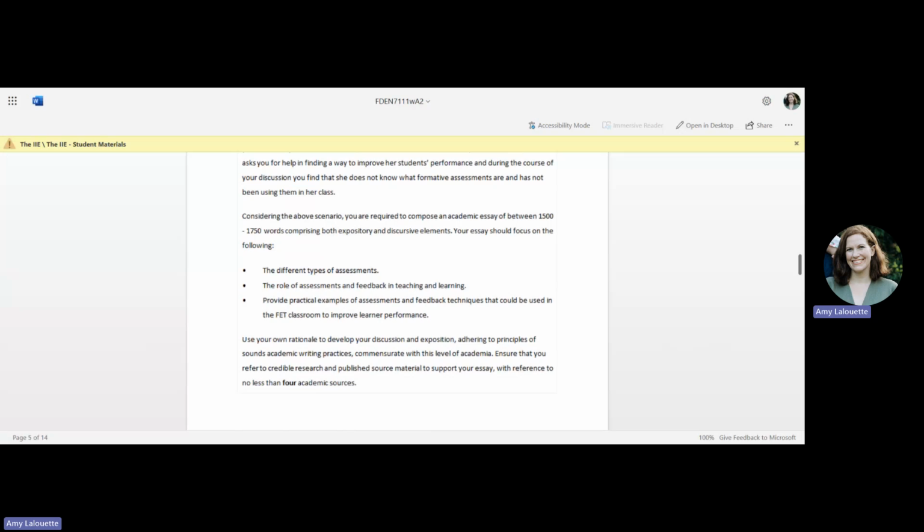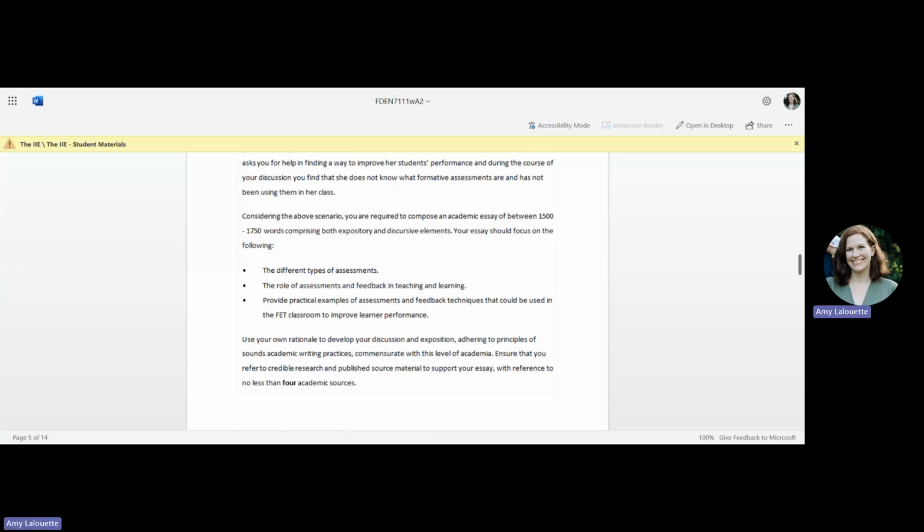Okay, so the 4 different types of assessments, you have to explain them. The role of assessments and feedback in teaching and learning. So why do we have assessments? Why do we have feedback? How does that help with teaching and learning?